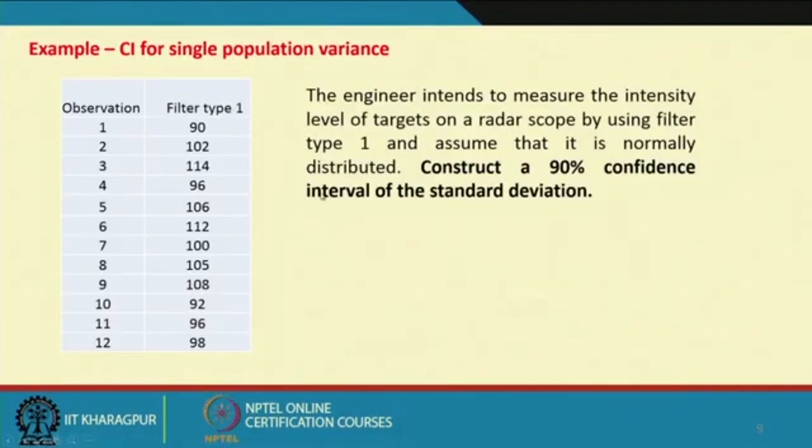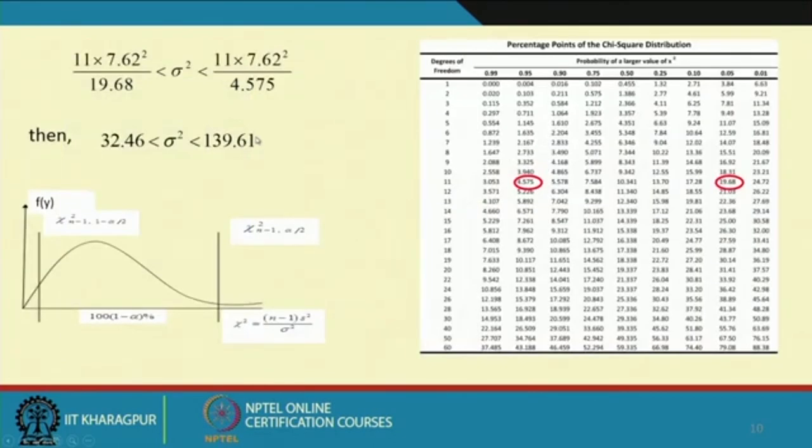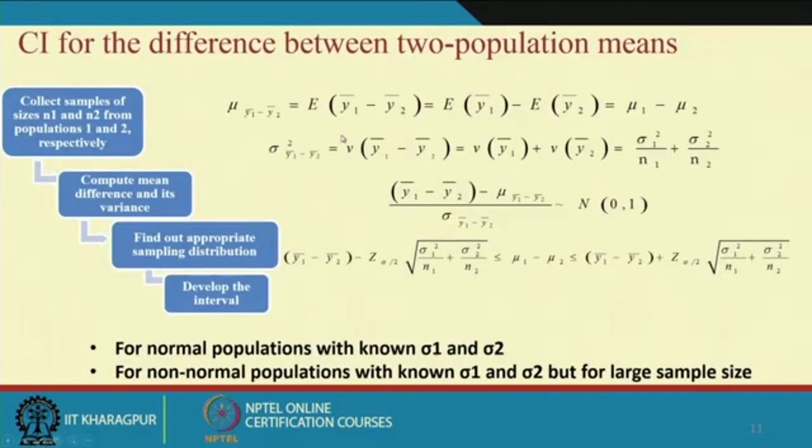So, now see this. For the same example, we are interested to know the confidence interval for the population standard deviation. Okay. So, you just put all those values here, you see 11, 7, this 2 by this. So, this is the interval for variance. Now, if you take the square root, you will get the confidence interval for standard deviation.